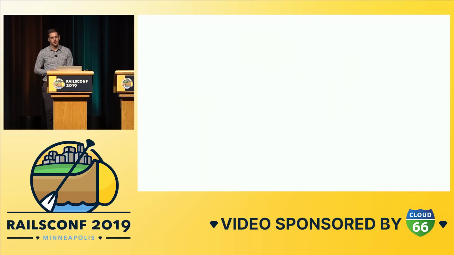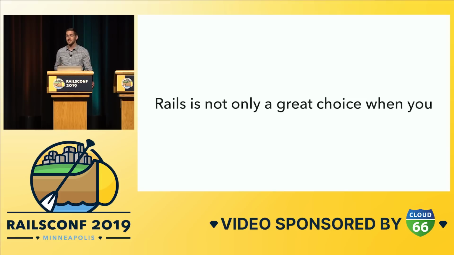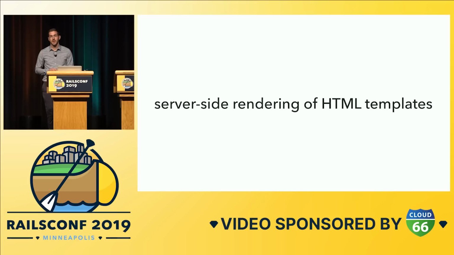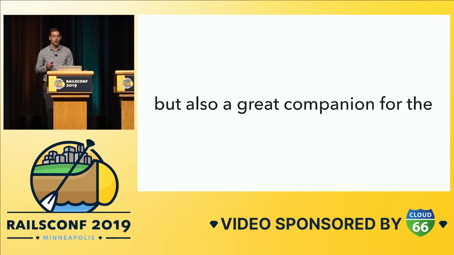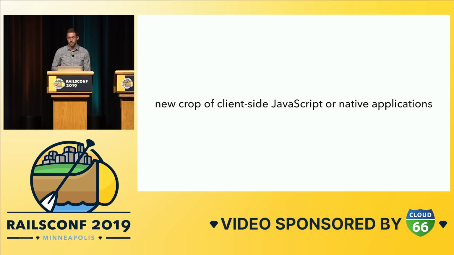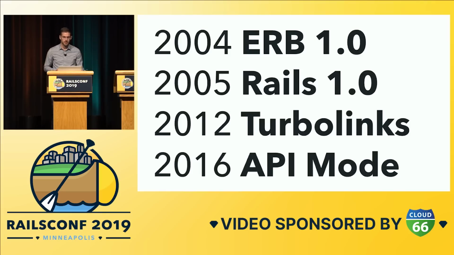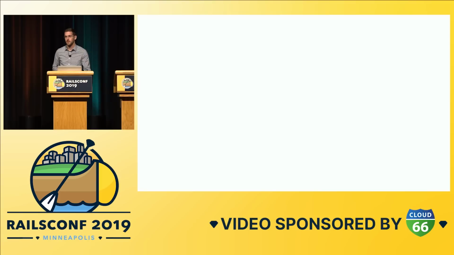But in the last couple of years, the winds have begun to change. I think it's telling that DHH said when Rails 5 was released, "Rails is not only a great choice when you want to build a full-stack application that uses server-side rendering of HTML templates, but also a great companion for the new crop of client-side JavaScript or native applications that just need the backend to speak JSON." The reality is that the history of the Rails view layer is one of most of us moving away from it. So what does the view layer look like at GitHub?